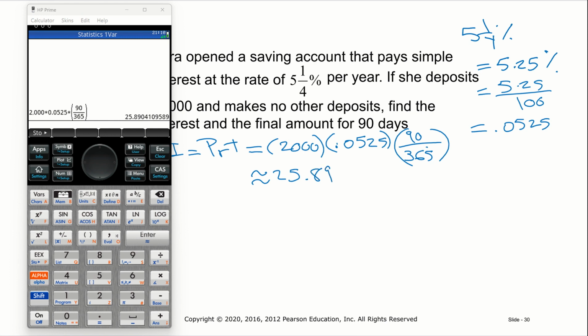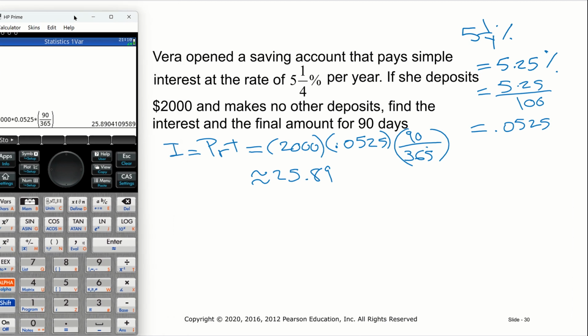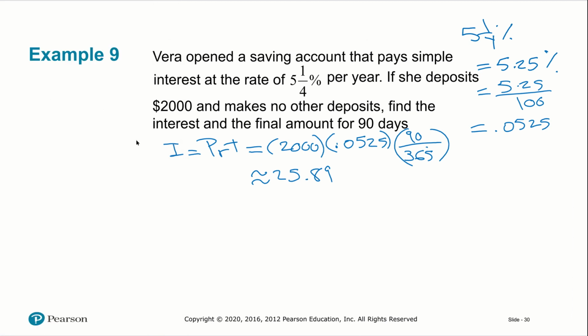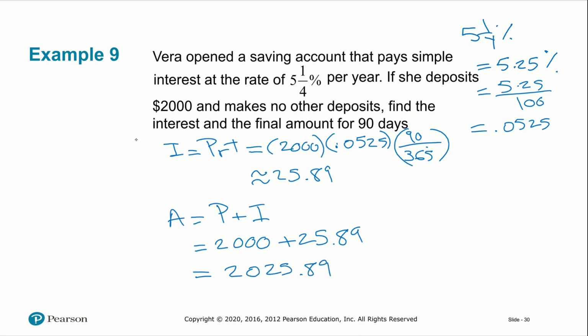All right, so if she were to take the money out at that time, how much money would she have? Well, remember, that's the future amount, which is the principal plus the interest, right? The amount that she deposited was 2,000, and she made 25.89. So if she were to take the money out at the end of 90 days, she would be walking away with 2,025.89. And of course, it's in dollars. We always put the units on the final answer. All right, so there's a simple interest problem there for you.